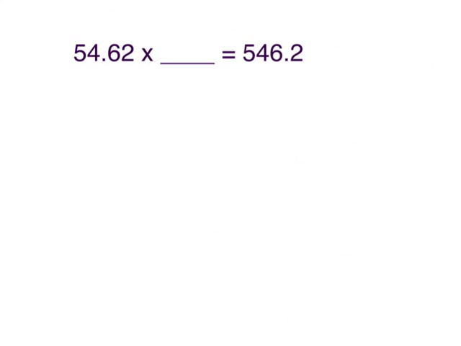In my next example, I'm doing 54.62 times some number equals 546.2. To go from 54.62 and get 546.2, did my number go up or did it go down? My number went up because I know that 546 is a lot bigger than 54. I know that when my number goes up, I need to multiply by what?